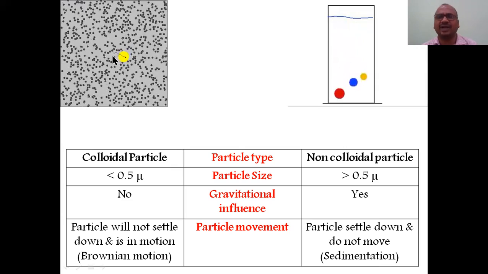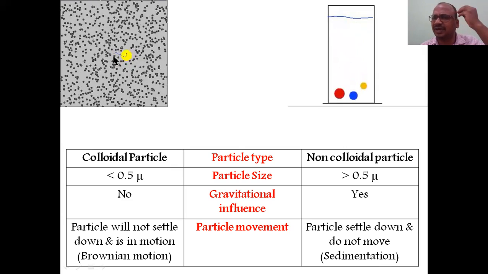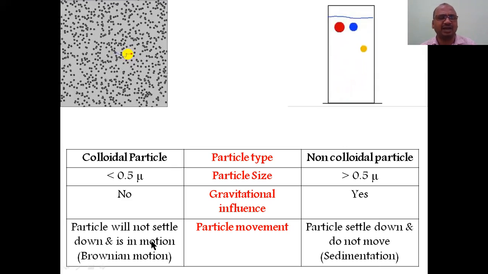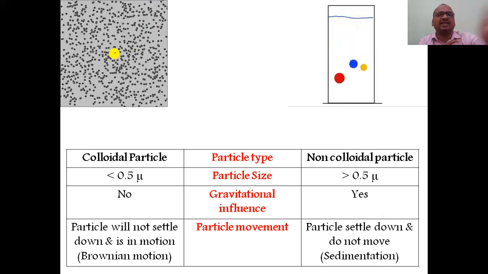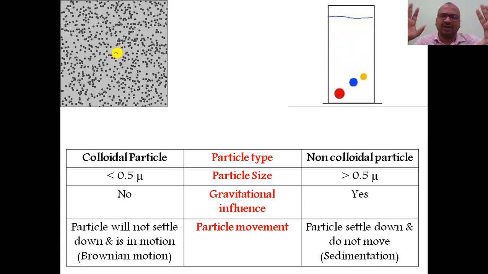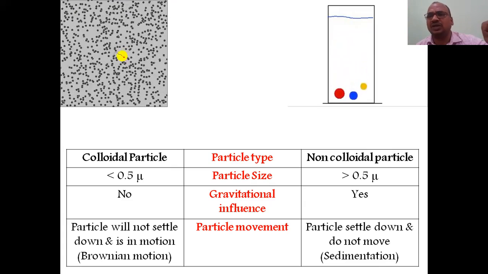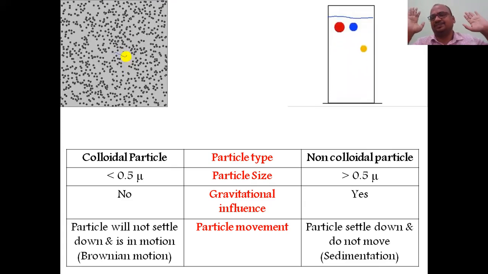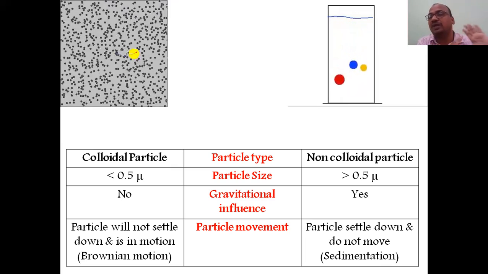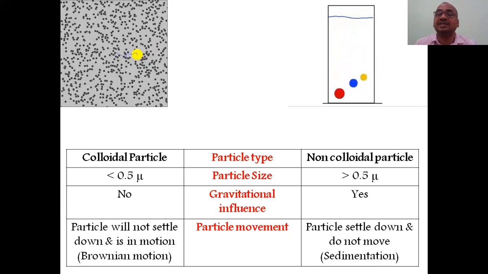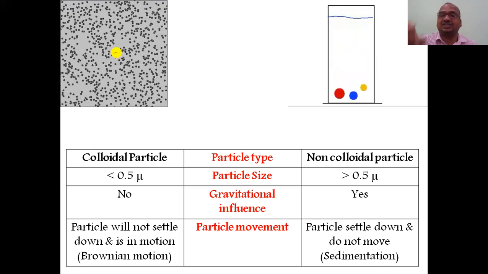Here, this size of particle is not at all influenced by gravitation. So the particle will not be settled down and it is always in motion. It keeps on moving like this. It will never settle down. During that motion, it has some energy. That energy is called kinetic energy by virtue of Brownian motion. This is Brownian motion.